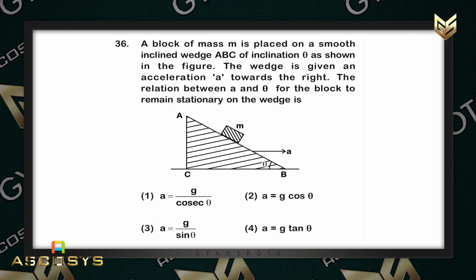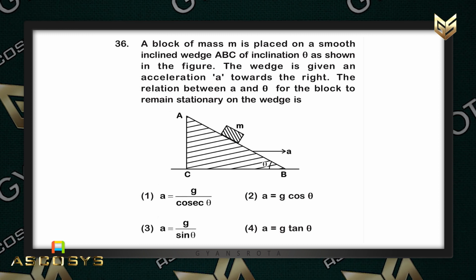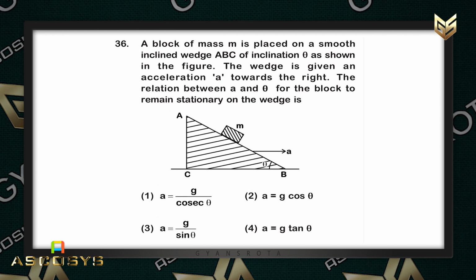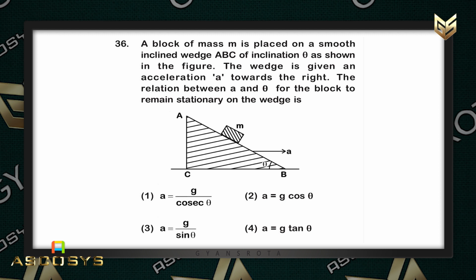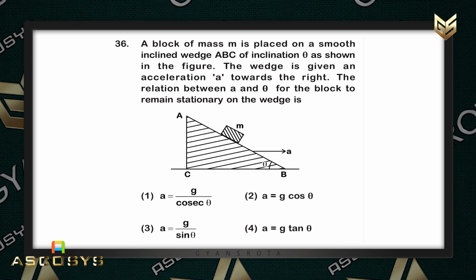The wedge is given an acceleration A towards the right. The relation between A and theta for a block to remain stationary on the wedge is.